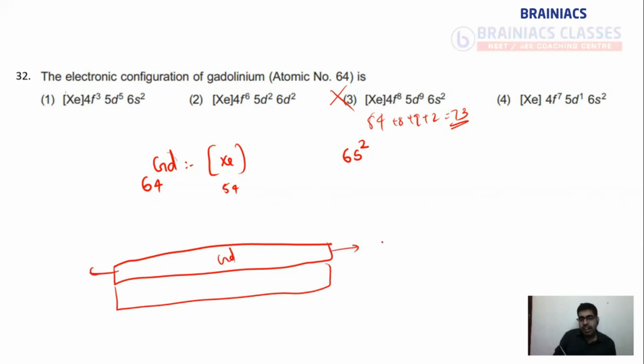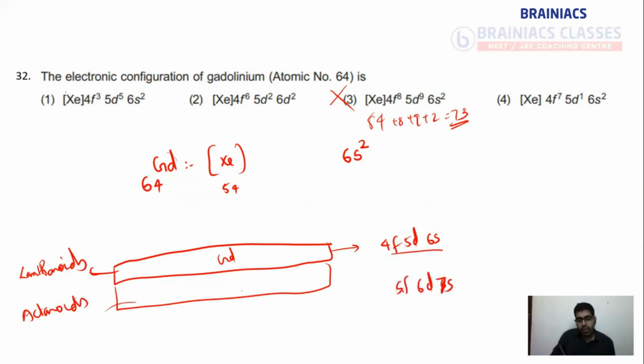Now, for the lanthanide series, the last shells are 6s, 5d, 4f. These are the last shells of lanthanoids. Now, for actinoids, the last shells are 7s, 6d, 5f. If you know this, you can easily write the configuration: 6s, 5d, 4f for lanthanoids and 7s, 6d, 5f for actinoids. Now, gadolinium belongs to the lanthanoid series.